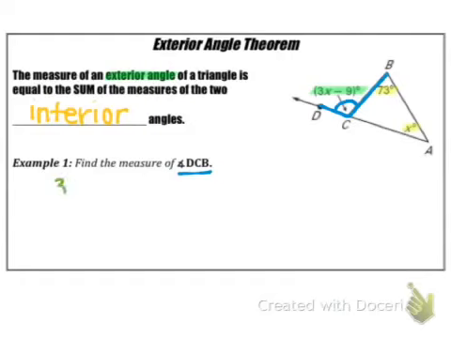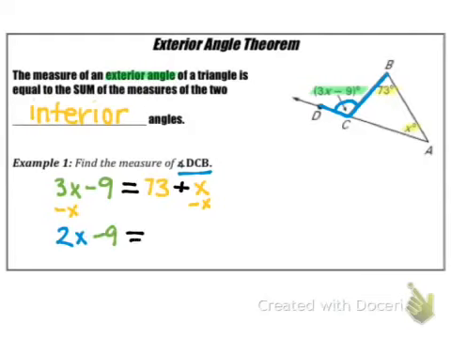So there's our exterior angle. We have 3x minus 9 equal to 73 plus x, our two opposite interior angles. So then we have an equation with variables on both sides. We're going to first subtract x from both sides. Simplify: 2x minus 9 equals 73. And then since we have our variable term on one side of the equation, get our constants on the other side. We're going to add 9 to both sides.